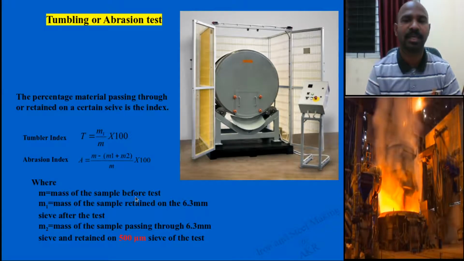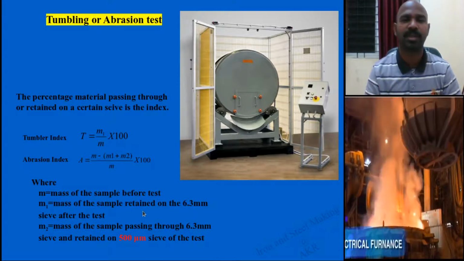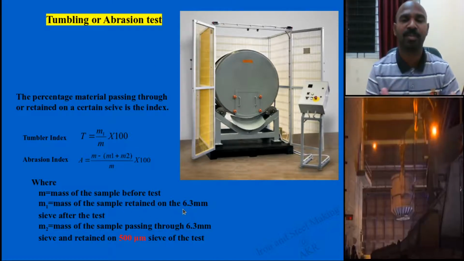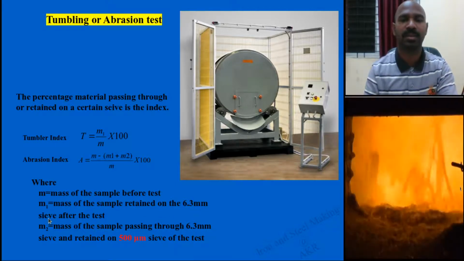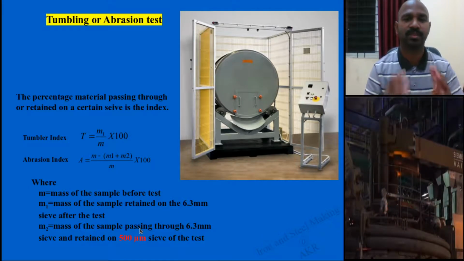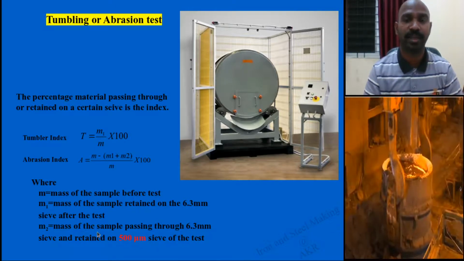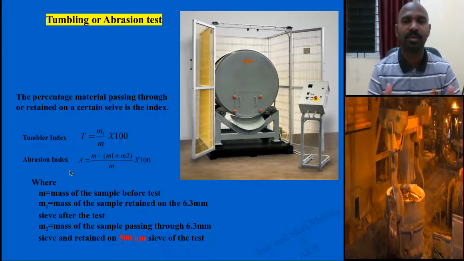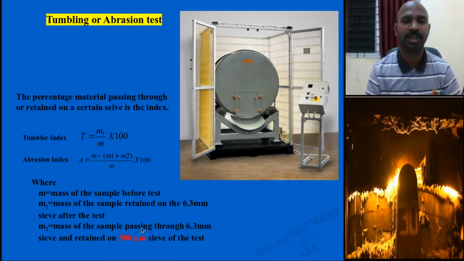This is the mass of the sample before the test. After abrasion, M1 is how much plus 6.3 mm size particles are retained in the sieve, and M2 is how much has passed through and how much is retained at around 500 micrometers. That gives the abrasion index. For the abrasion index you need to consider how much is retained and how much is passed through. You consider both things.